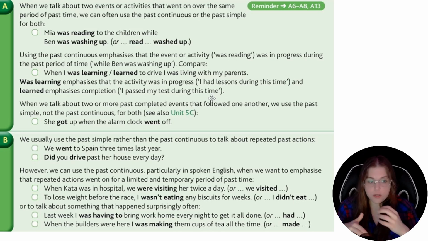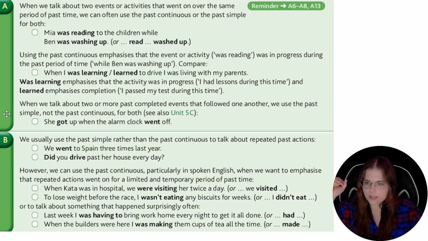Next, when we talk about two or more past completed events that followed one another, we use the past simple, not the past continuous for both. She got up when the alarm clock went off. Here, she got up because her alarm clock went off. One by one, and here we use past simple.